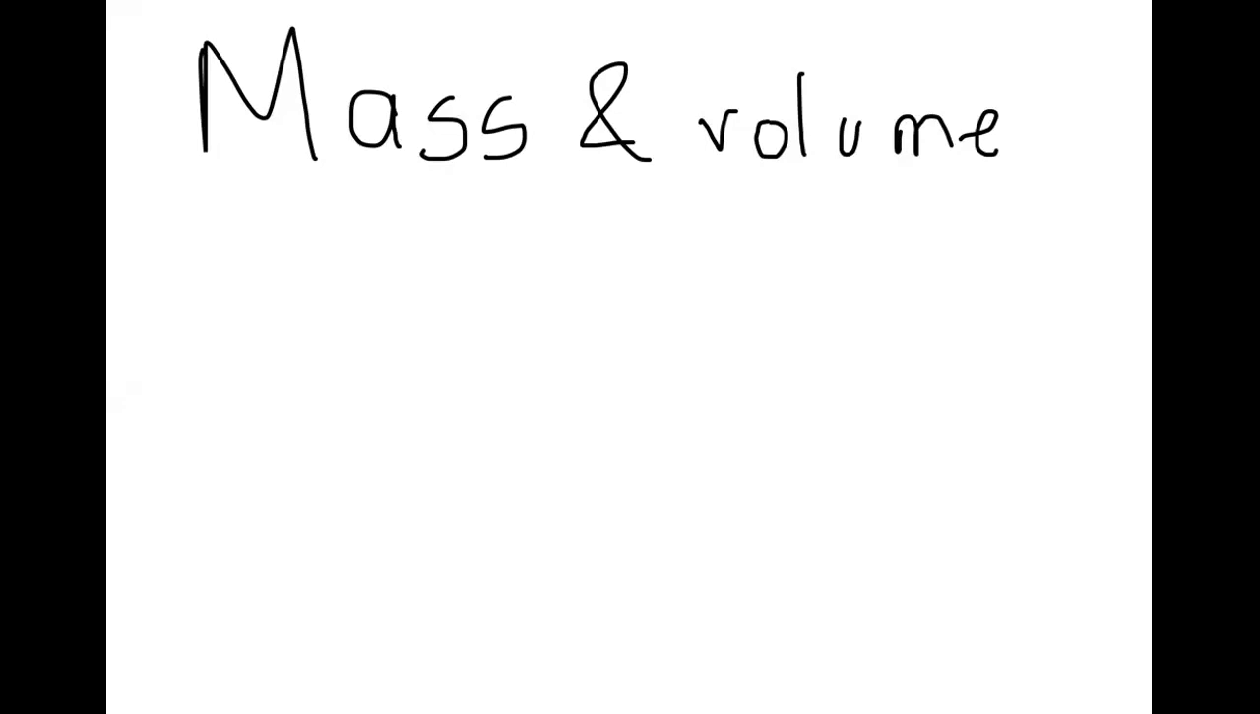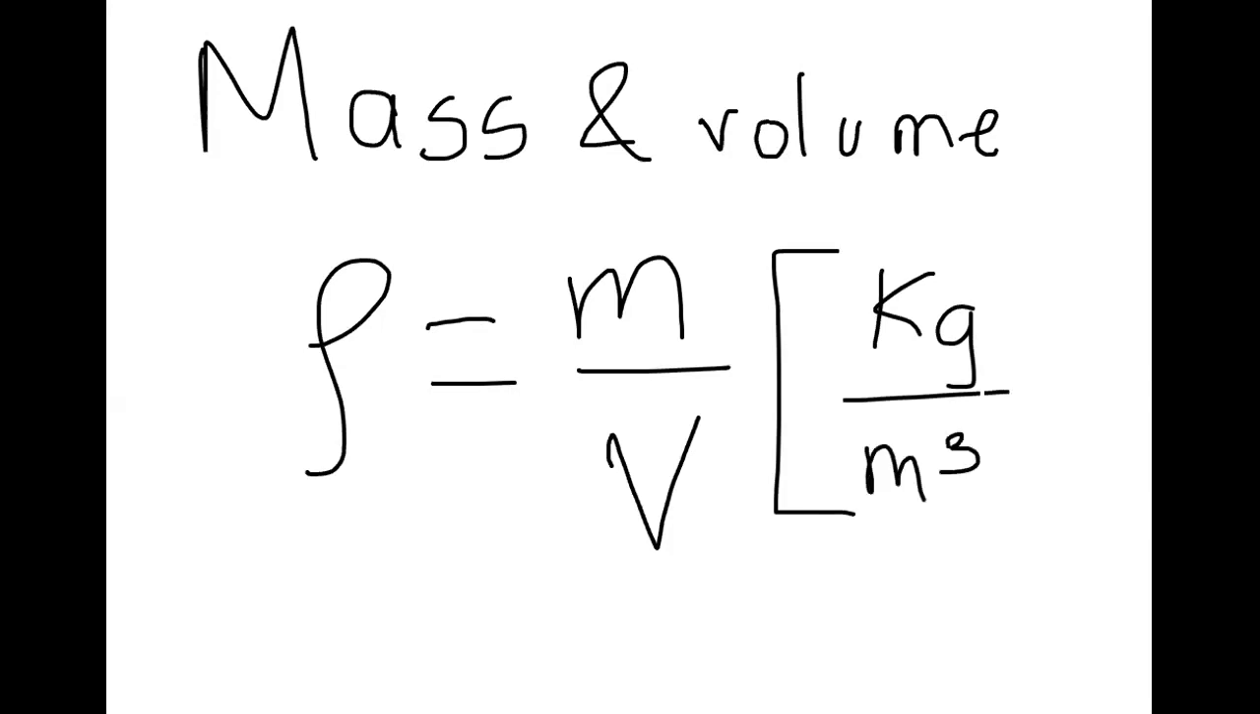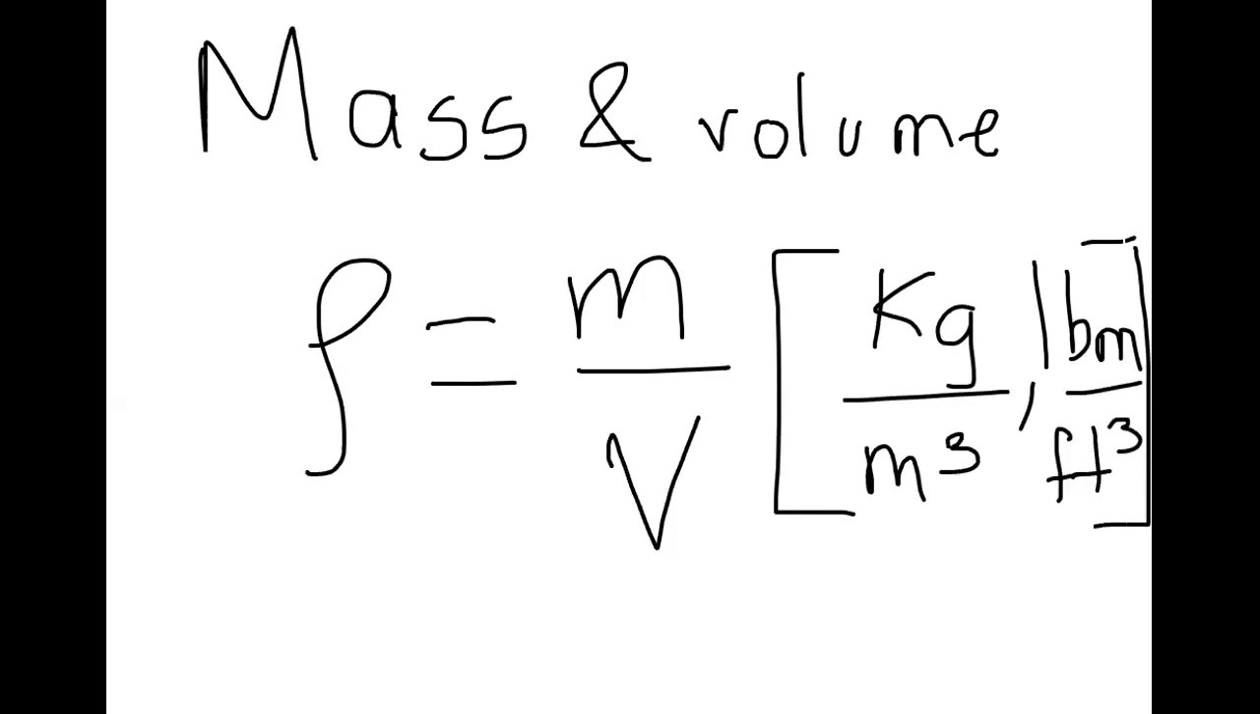In this tutorial, we're going to talk about mass and volume. Mass and volume are related by density, and we know that the density equals the mass per unit volume. In this way, the units are kilograms per cubic meter, or we can have pound mass per cubic foot. Well, it depends on the system that we're working. And there are equivalences between these two systems, say the International System and the English system.